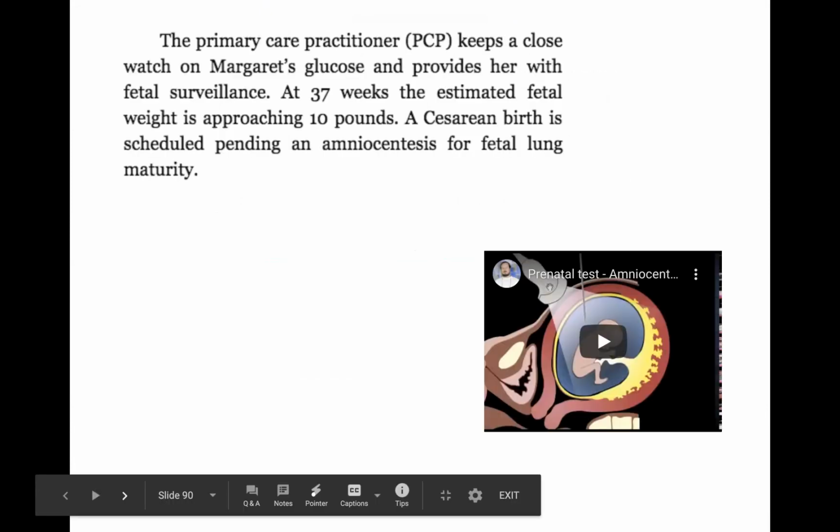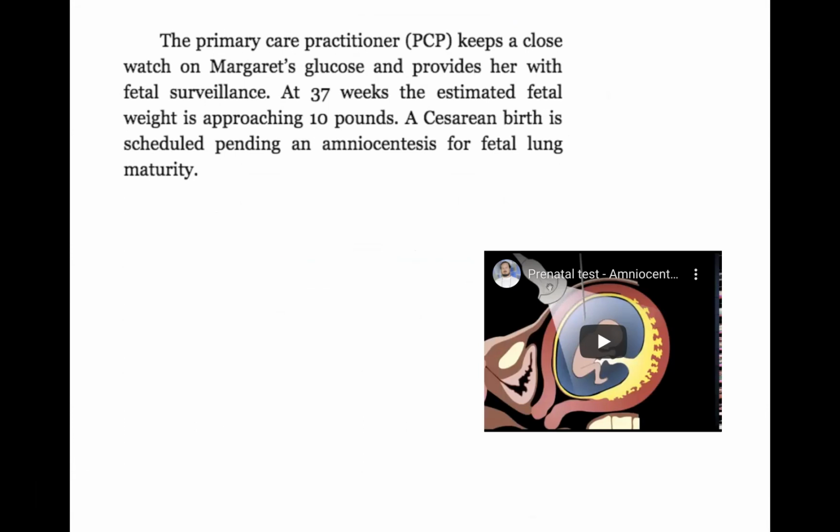The primary care practitioner keeps a close watch on Margaret's glucose and provides her with fetal surveillance. At 37 weeks, the estimated fetal weight is approaching 10 pounds. A cesarean birth is scheduled pending an amniocentesis for fetal lung maturity.